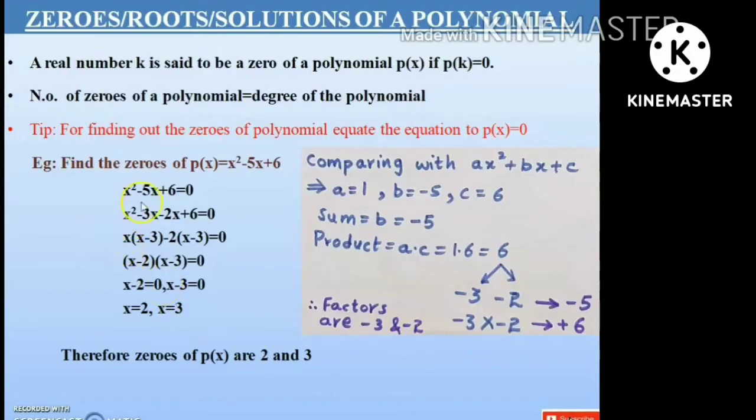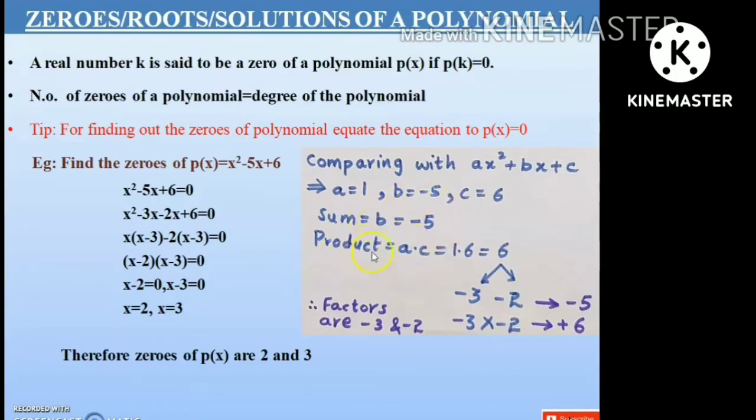So in this expression, x square minus 3x minus 2x plus 6 is equal to 0. So why am I writing minus 3x minus 2x? Because this equation is of the form ax square plus bx plus c. So what is a if I compare? a is 1, b is minus 5, c is 6. How to find out the zeros? Always by splitting the middle term, we should have a sum and a product. So the sum is always the middle term. The middle term is b. So b is equal to minus 5.